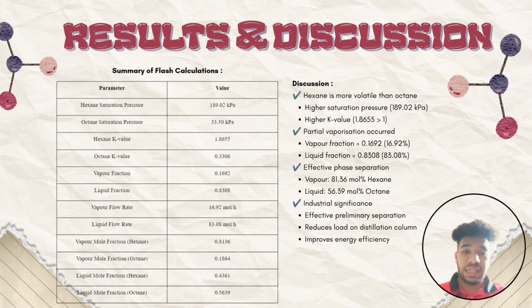Overall, the results indicate that flash separation is an effective primary separation method for this binary mixture. Although a single flash separator cannot achieve complete purification, it significantly improves the separation before further processing. This can reduce the operating load on downstream distillation columns, leading to improved process efficiency and lower energy consumption in industry applications. Thank you. That's all from me.